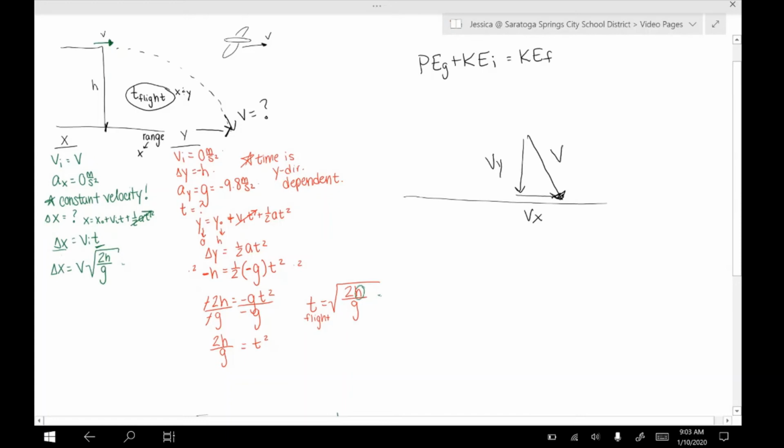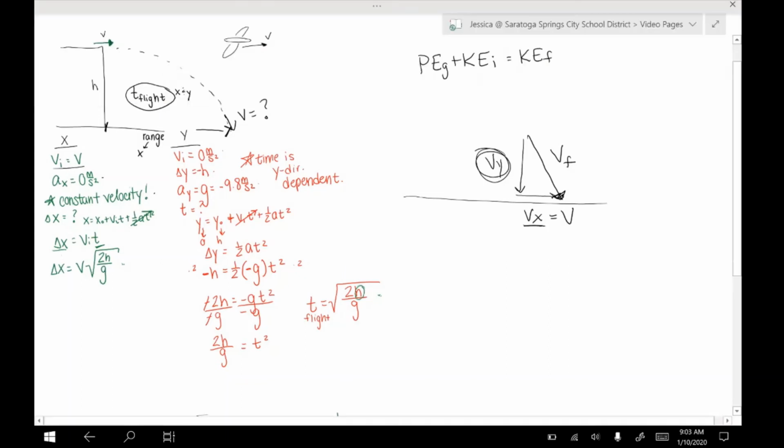And those two components combine to give us our result in velocity just before we hit the ground. This Vx here is going to be exactly equal to the initial velocity we had when we were shot off the cliff, because there's no acceleration in the x direction. We're moving at a constant velocity. So this Vx equals v.